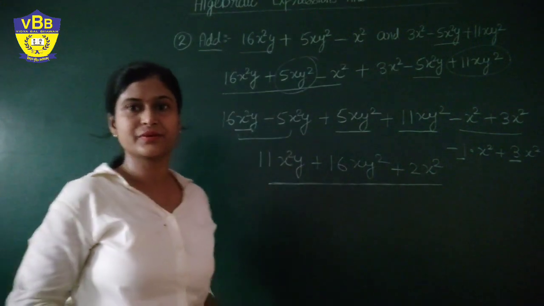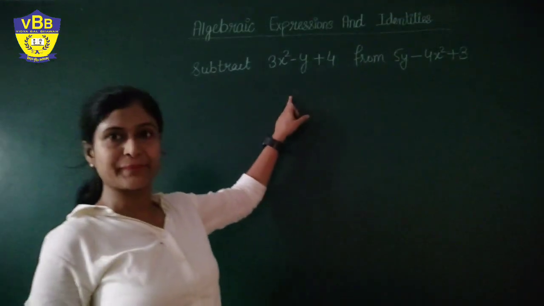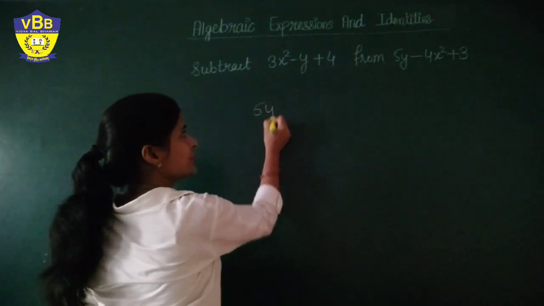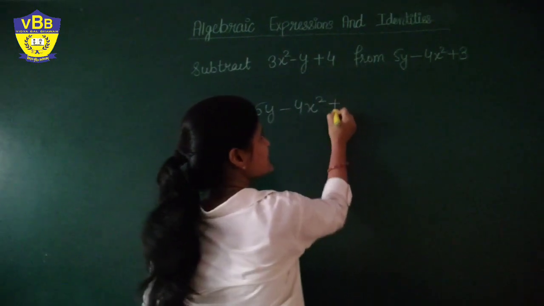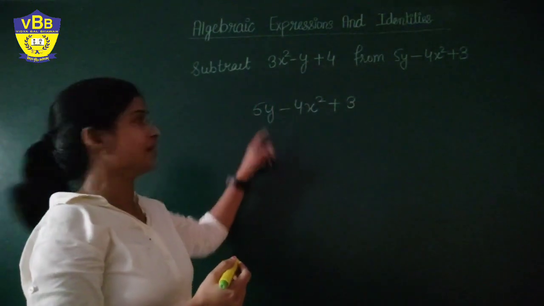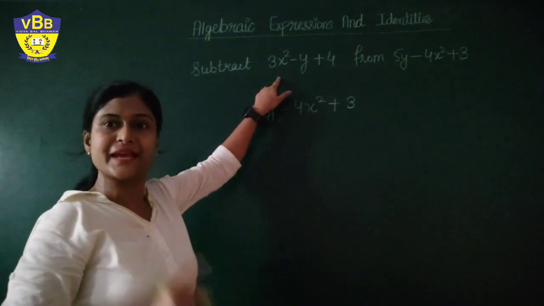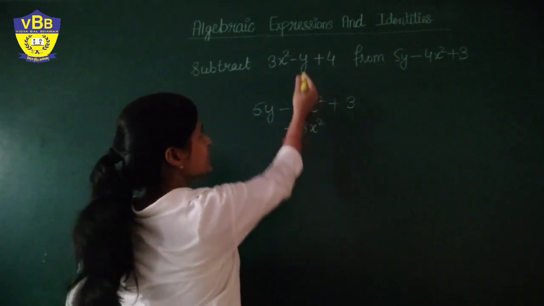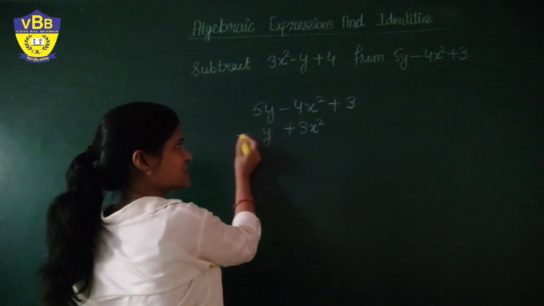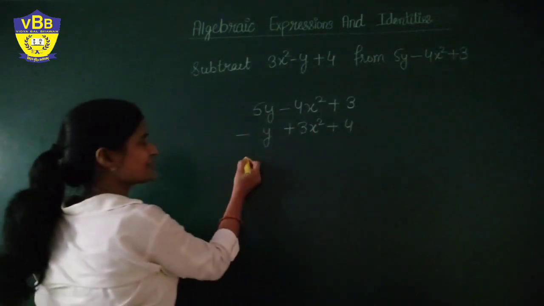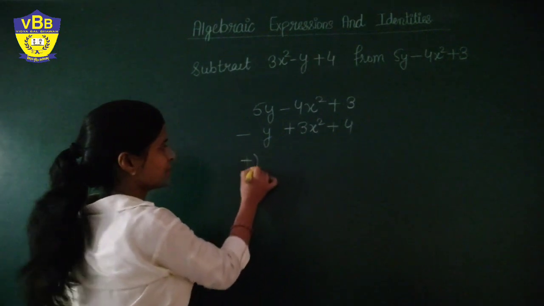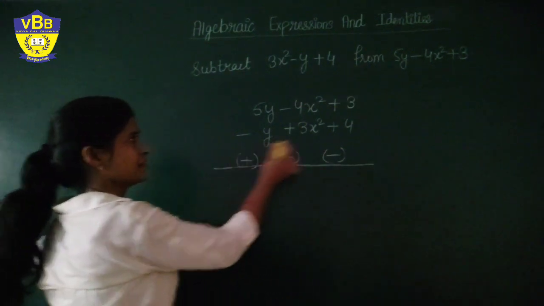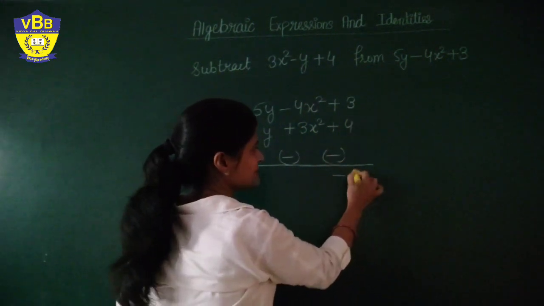This is your answer. In this question there is a subtraction part. We write this one first: 5y minus 4x^2 plus 3. And we need to subtract the next expression. We write the same like terms. Here will be 3x^2, because they are like terms, and 5 with its sign plus 4. When we do the subtraction, the signs change: plus changes into minus, and again plus changes into minus. Minus 4 plus 3 is minus 1.